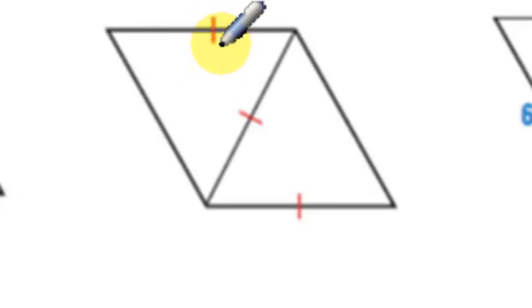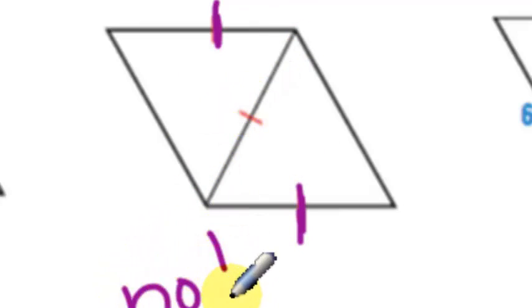Okay, I'm seeing some tick marks. I've got a pair of opposite sides congruent here. This guy's a diagonal. I need more. This isn't doing it for me. This is a no. Sorry, man.